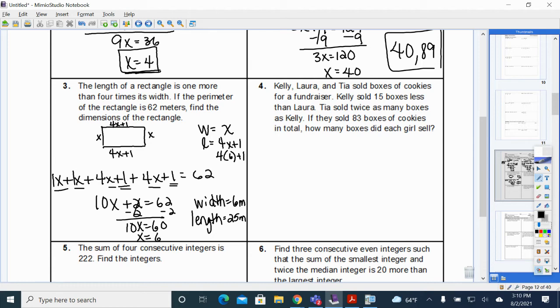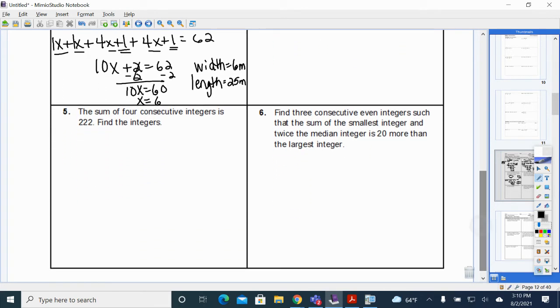All right, so let's look at example number 5 and example number 6. The sum of 4 consecutive integers is 222. Find the integers. Well, here's my strategy for consecutive integer problems. How many am I looking for? I'm looking for 4 consecutive integers. So I'm going to put a 1, a 2, a 3, and a 4. So those are my 4 integers.